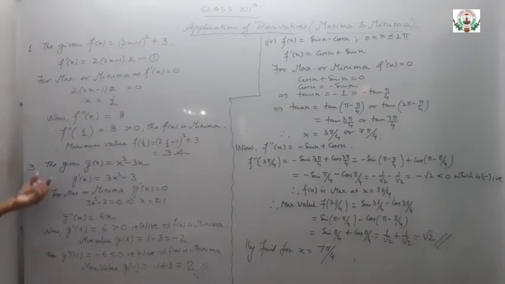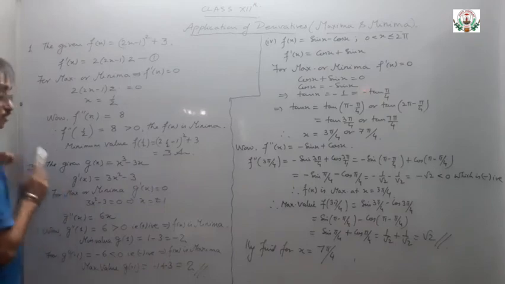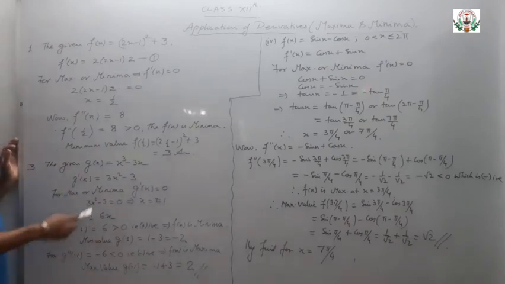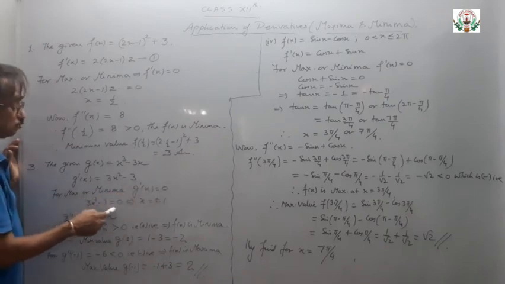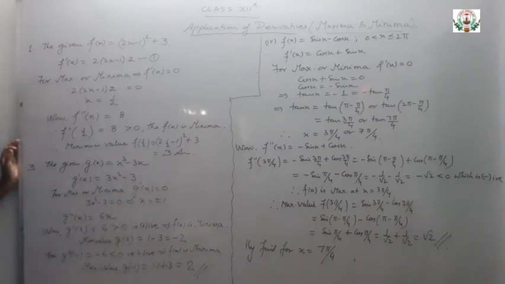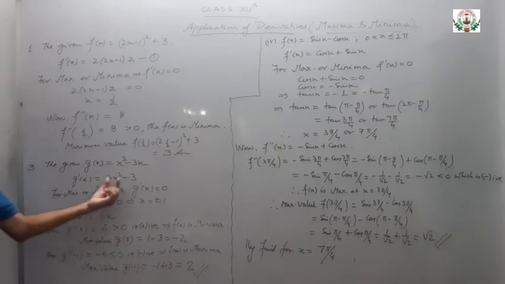Second question, that is the third one. The given function g of x is x cube minus 3x. We first differentiate: g dash x is 3x square minus 3. For maximum or minimum we equate it to 0. We get 2 points here, x equals plus minus 1. Then we have to differentiate again and find the second order derivative. G double dash x is equal to 6x.